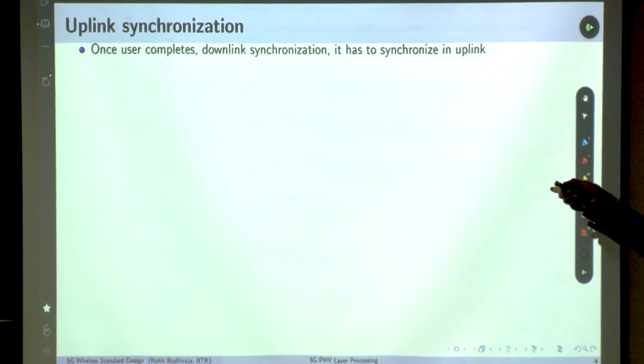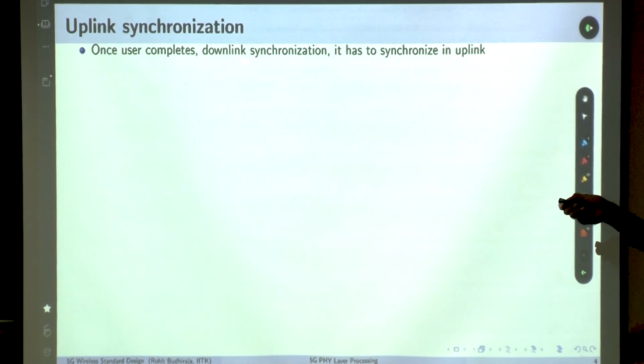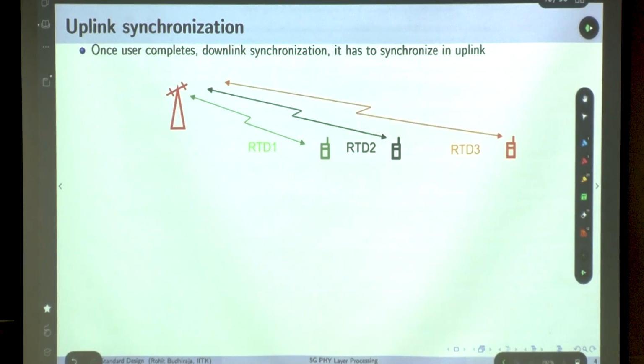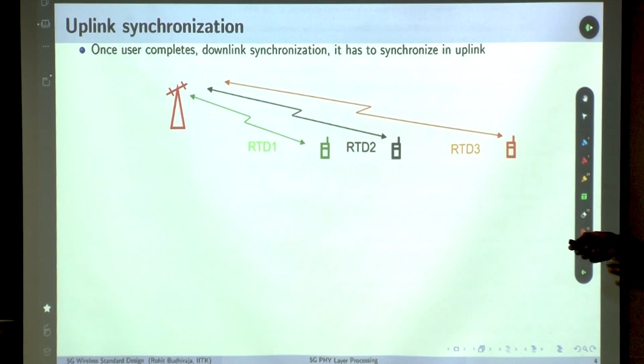That's what I'm going to describe. Once the user completes downlink synchronization, it has to synchronize in the uplink also. Let's see what this is. Let's say these three users have synchronized in the downlink. They're trying to enter the network, but they have done the synchronization.